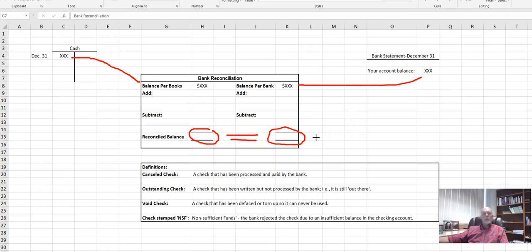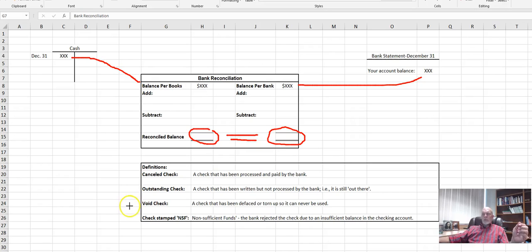So we're going to look at a simple problem to do that in just a minute. But before we do, let me define a couple of terms. When you write a check and that check gets processed by the bank, they will stamp that check as being paid. And we call that a canceled check or a paid check. If you write a check and that check is still in the hands of whoever you gave it to, then the bank doesn't know about it yet, and we would say that that is an outstanding check. In other words, that check is still out there. It has not yet been processed by the bank.